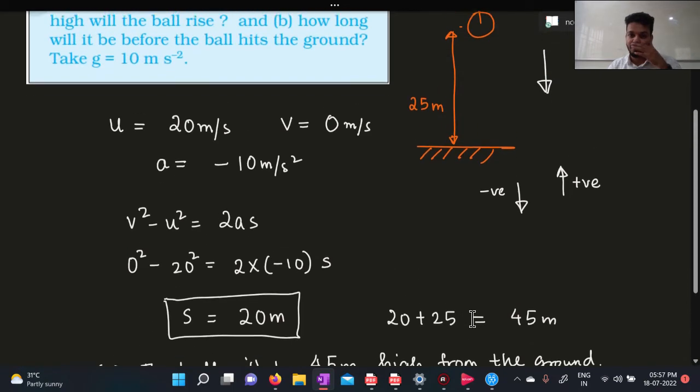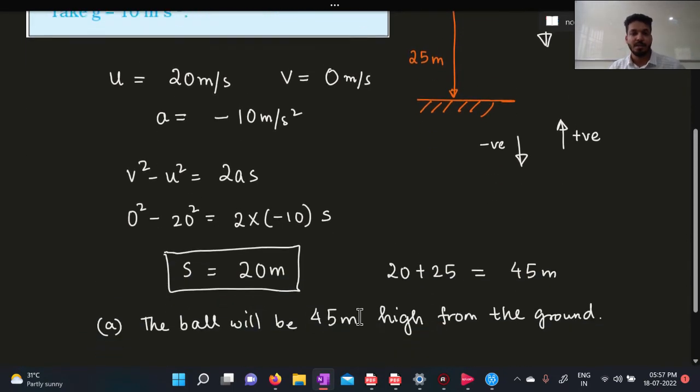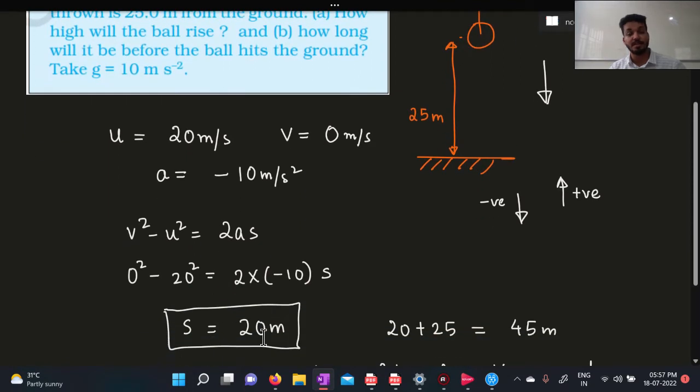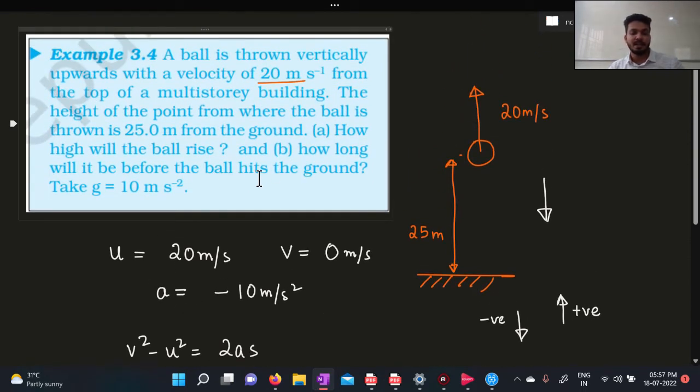Okay, mention this. Where did I take this 45 meters from? From the multi-story building it is thrown from, it will rise 20 meters above the building. But from the ground level it will be a total of 45 meters. Now the next question they are asking is how long will it take for the ball to hit the ground.